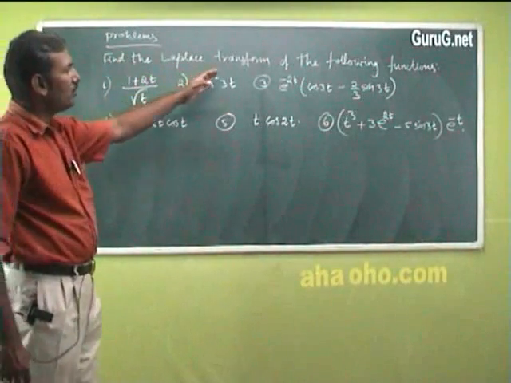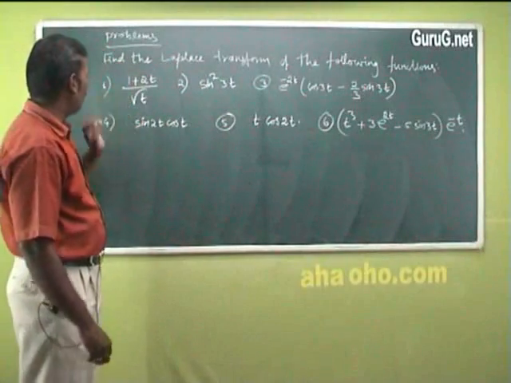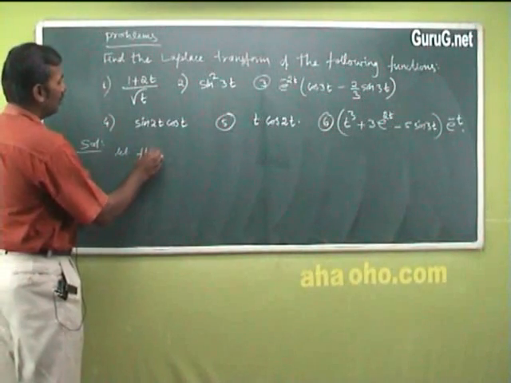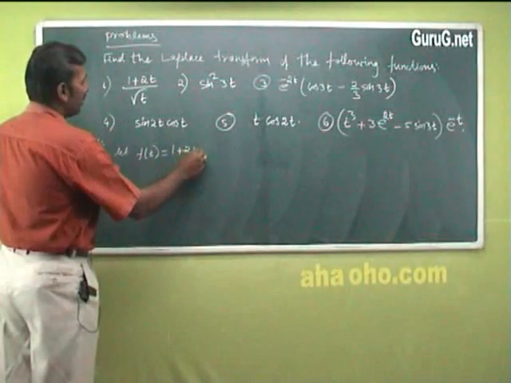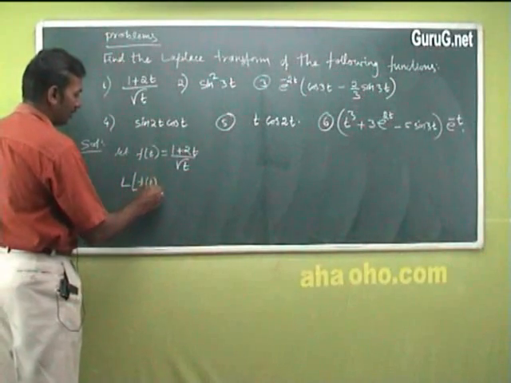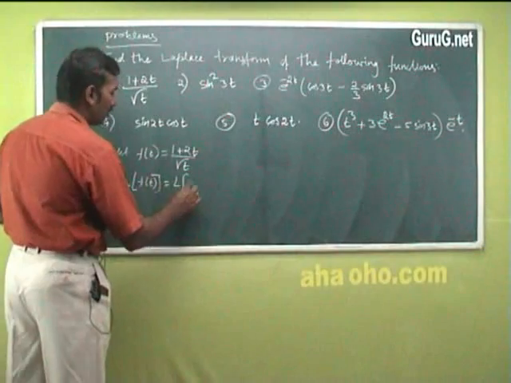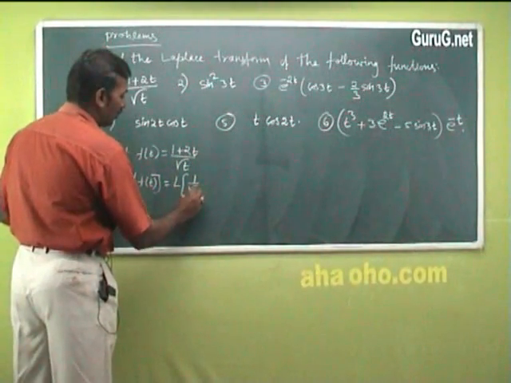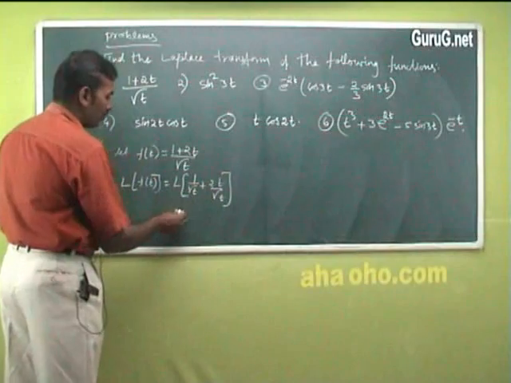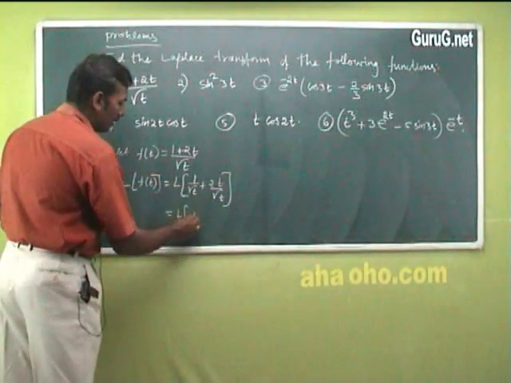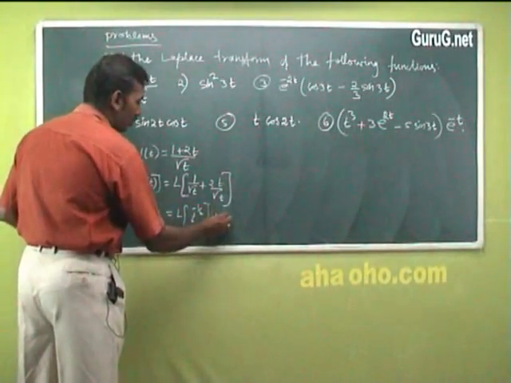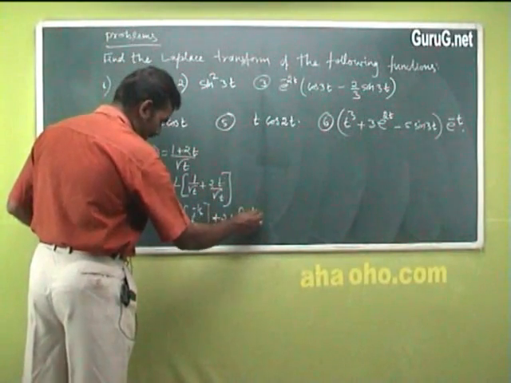Find the Laplace transformation of the following functions. The first one: let f of t equal 1 plus 2t by root t. Now what will we do? We take Laplace. So Laplace of f of t equals Laplace of this function, which is 1 by root t plus 2 into t by root t. Now Laplace transformation of t power minus 1 by 2, applying the linear property, plus 2 into Laplace transformation of t power 1 by 2.